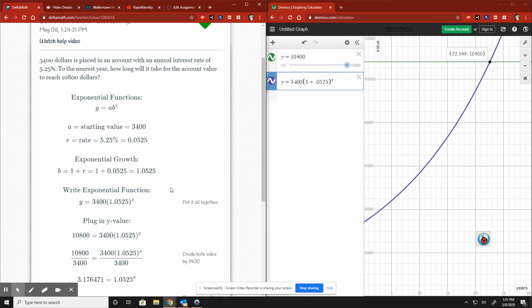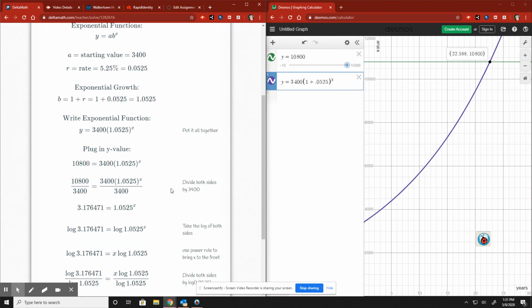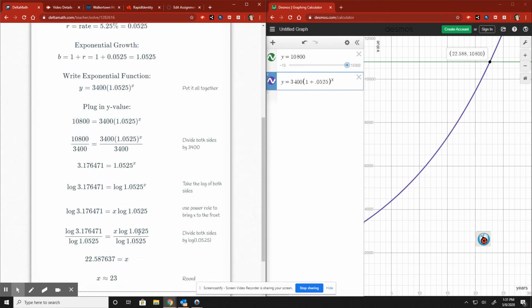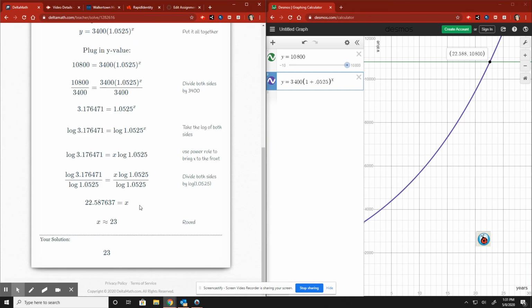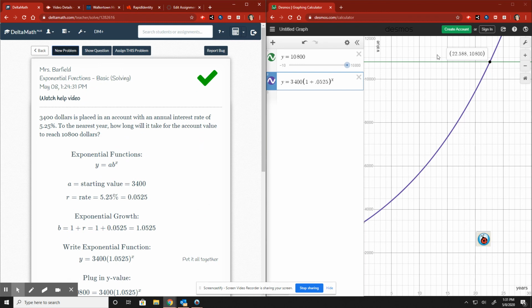Now you can see here, look right here. This is where you don't have the skills to do it by hand. This is what you're going to learn how to do in Math 3. But this is where we can utilize our graphing calculator to help us do it differently. So in terms of looking at the work that is shown in Delta Math, don't look at the work, because you're not ready for it. All right, good luck on your assignment.